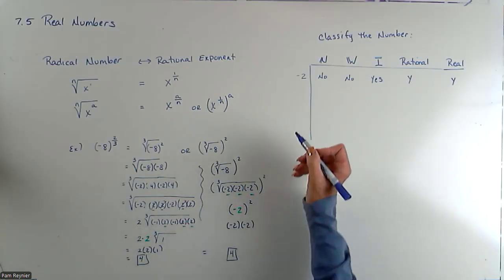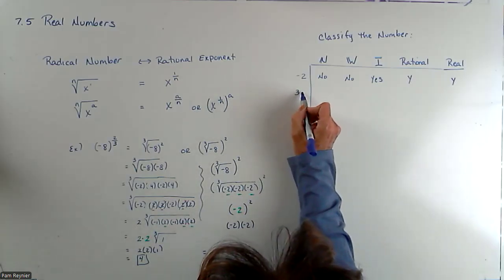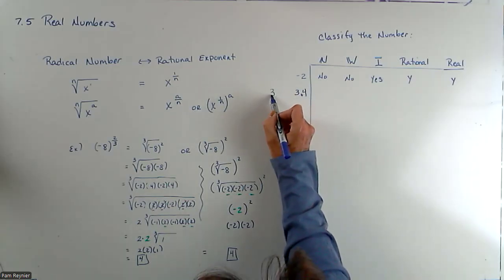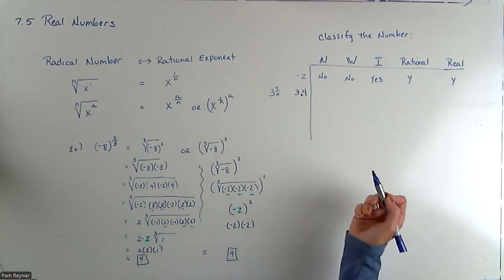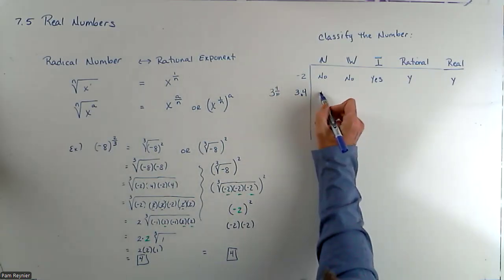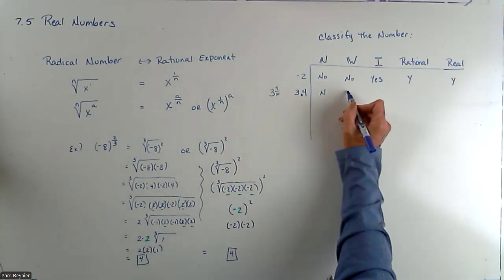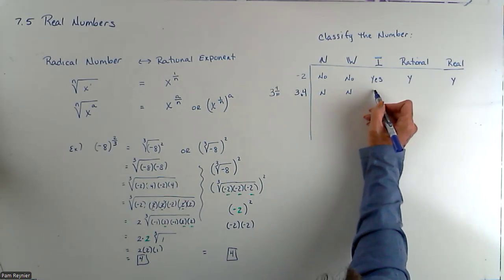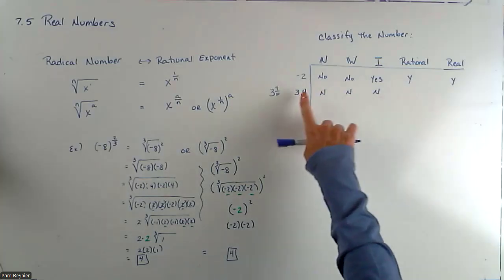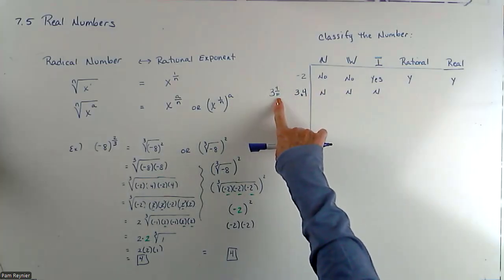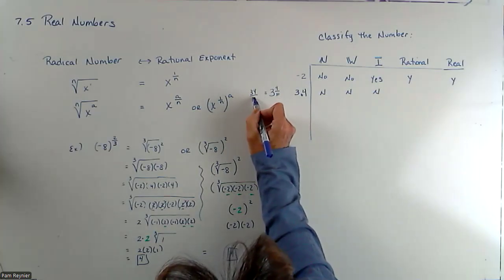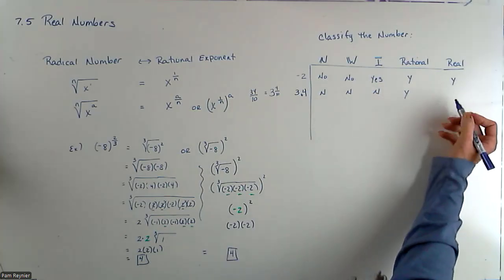Let's say we look at 3.4, 3 4/10. When in doubt, remember that's the same as 3 4/10. Is 3 4/10 natural? No, it's not a counting number. Is it whole? No. Is it a positive or negative whole number? No. Is it rational? Can it be written as a fraction? Yes, because this could be 34/10. Therefore, it's also a real number.